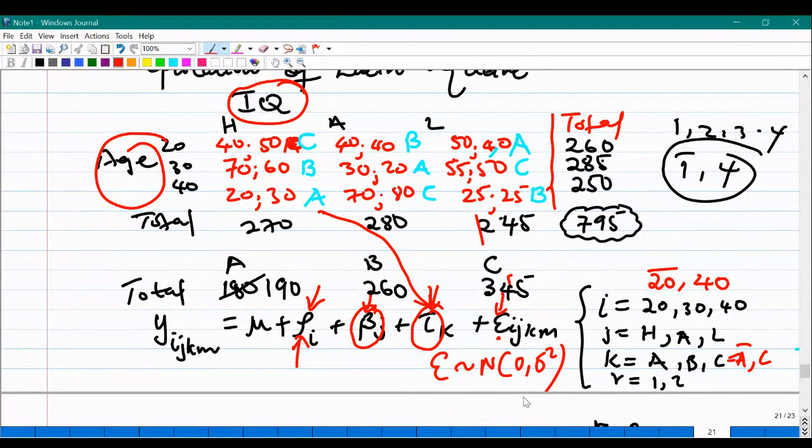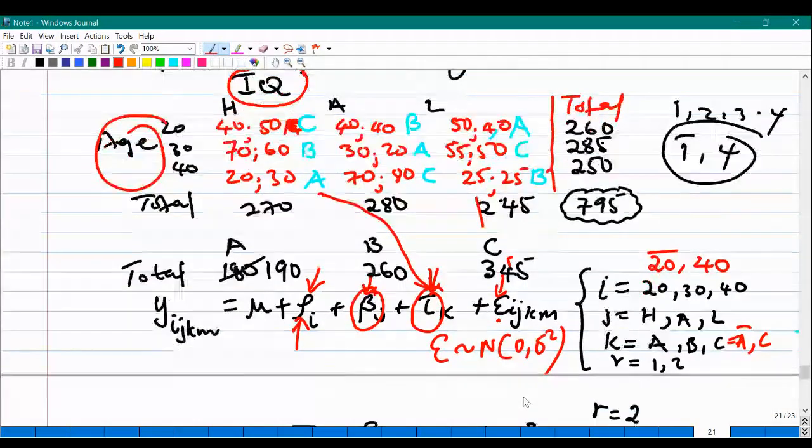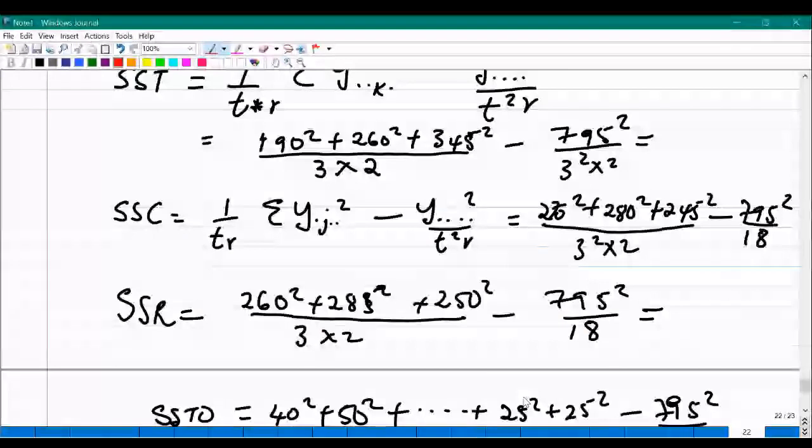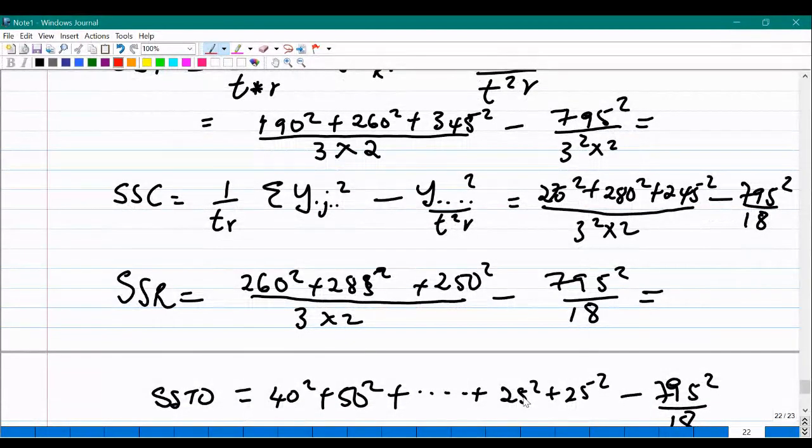So practice, guys, practice these things. Now, because we have this, the rest is history, right? The rest is history. So tomorrow, I will ask you to complete this problem. You complete this problem, construct an ANOVA table.